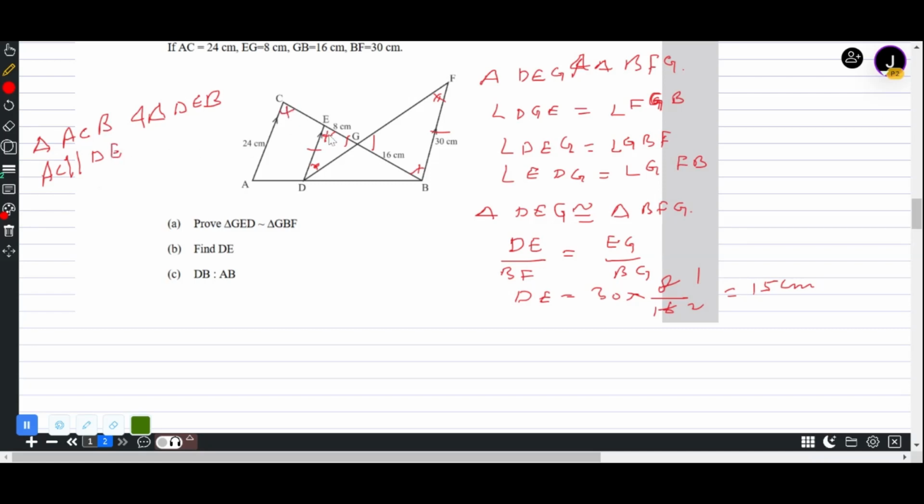And similarly, angle ACB is equal to angle DEB. Again the same logic, because the two lines are parallel. And the third angle is B, which is angle DBE or angle ABC, which is common. So if all the three angles are equal, then what happens? This is one of the criteria for similarity. So the triangles are similar.